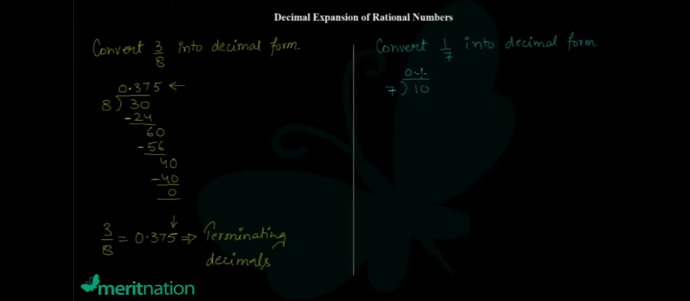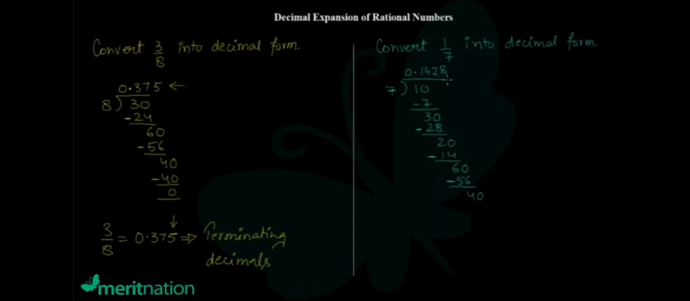So 7 times 1 gives me 7. Subtract, you will have a 3. Add a 0. 7 times 4 gives me 28. Subtract, you will have a 2. Again, add a 0. 7 times 2 now gives me 14. We'll subtract, we'll have a 6. Again, we need to add a 0. 7 times 8 this time gives me 56. Subtract again, you will have 4 as the remainder. Again, you need to add a 0.